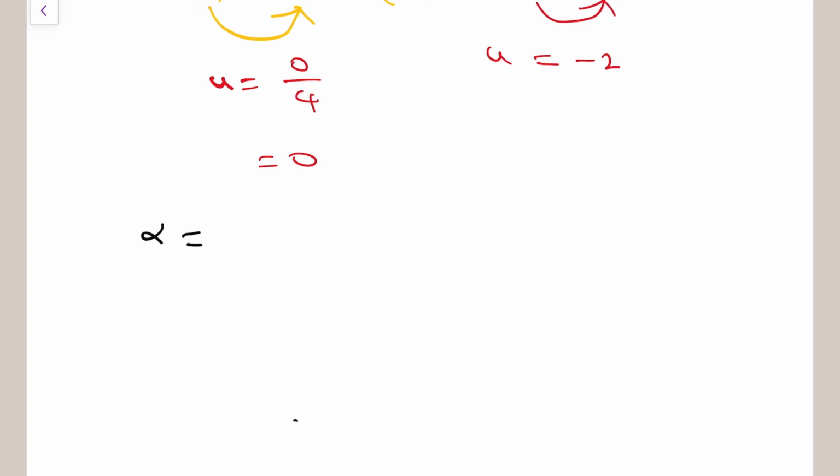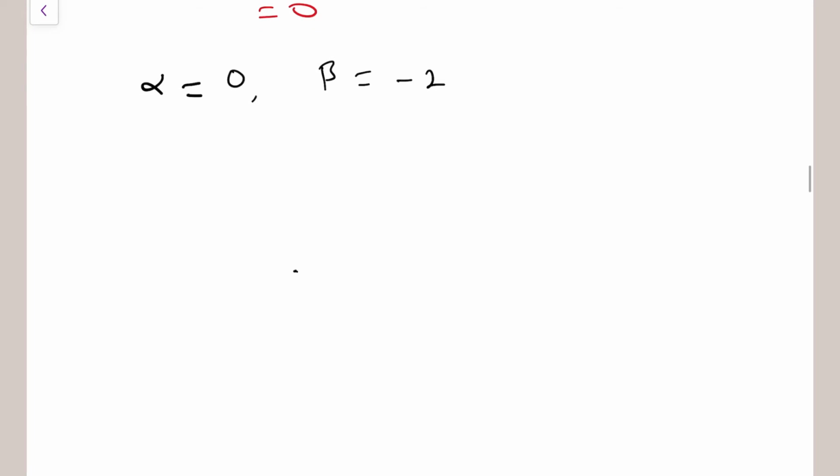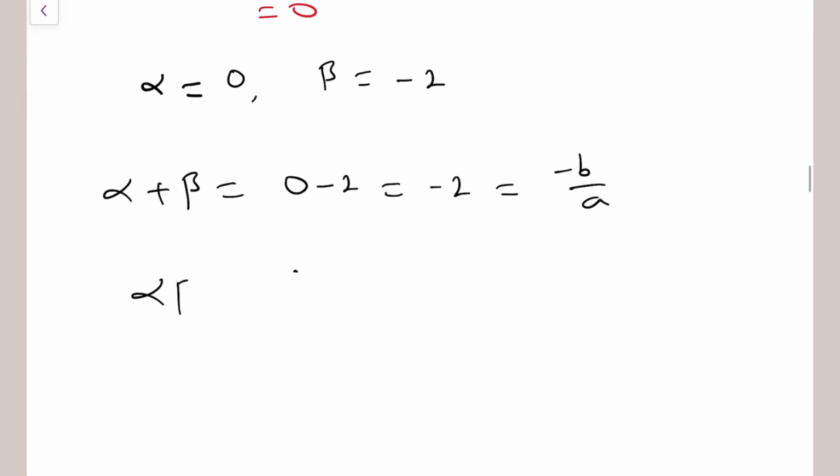One take it as alpha and the another, alpha is 0 and take the another number as beta. Beta is minus 2. Now let us do sum of the zeros. Alpha plus beta equals to 0 minus 2, that is minus 2. Make it equals to minus b by a. Product of the zeros alpha into beta equals to 0 into minus 2. That is 0 into anything is 0. Make it equals to c by a.